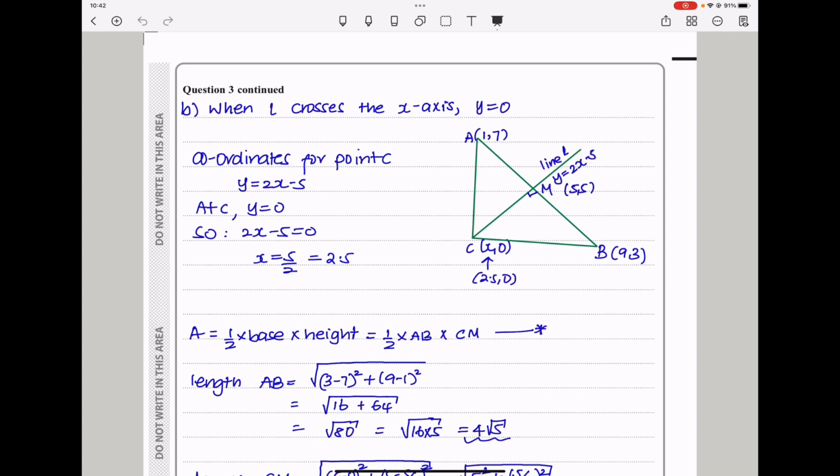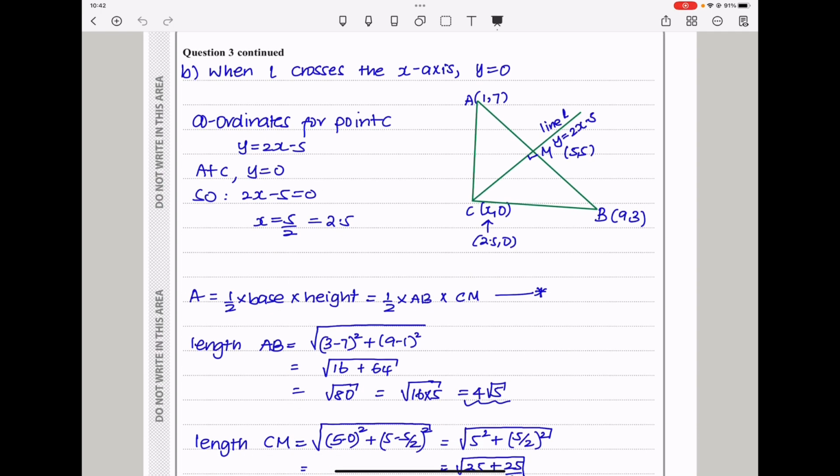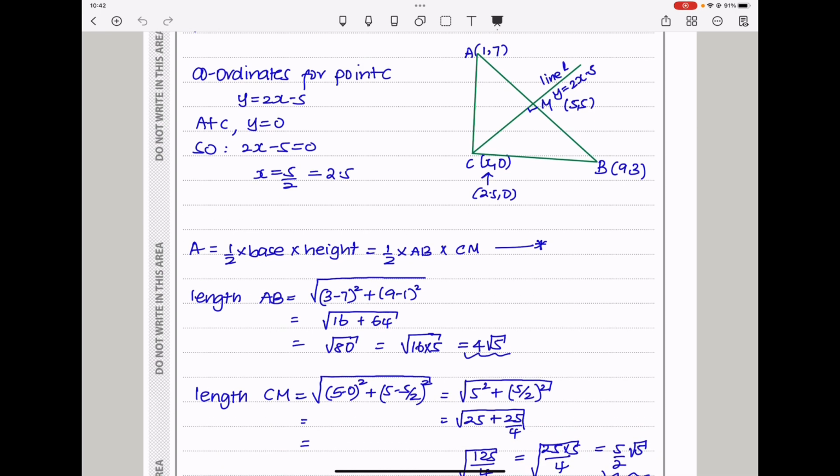We know this line has the equation Y is equal to 2X minus 5. And at C, we know it crosses the x-axis, so Y is equal to 0. So this becomes 2X minus 5 is equal to 0, and X is going to be 2.5. So the coordinates here are (2.5, 0). To find the area of this triangle, this is going to be the height, and this is going to be the base. So area is a half times base times height, which is a half times AB times CM. So my next part is to find the length AB as well as the length CM.